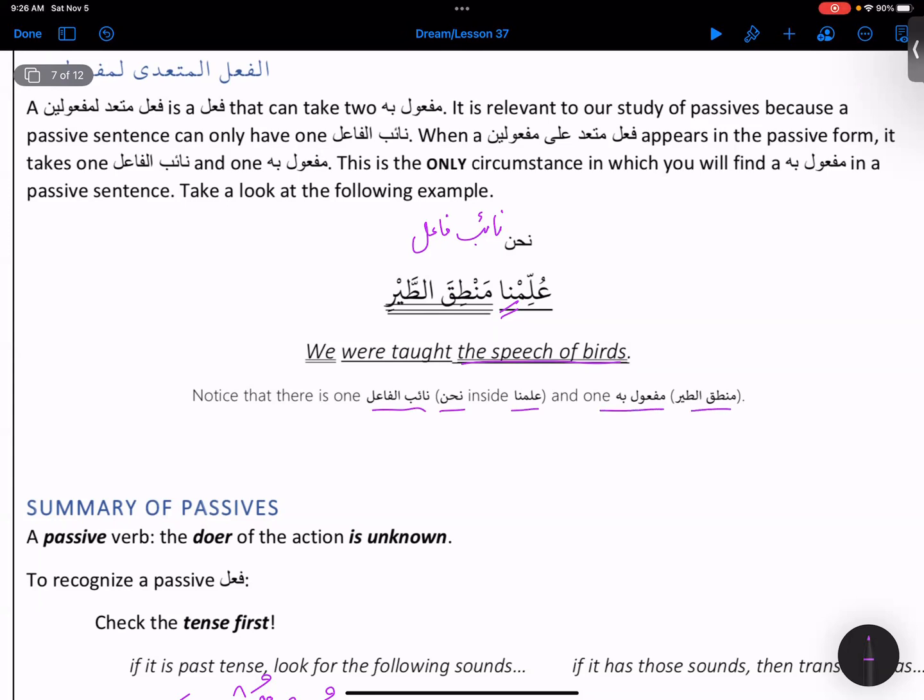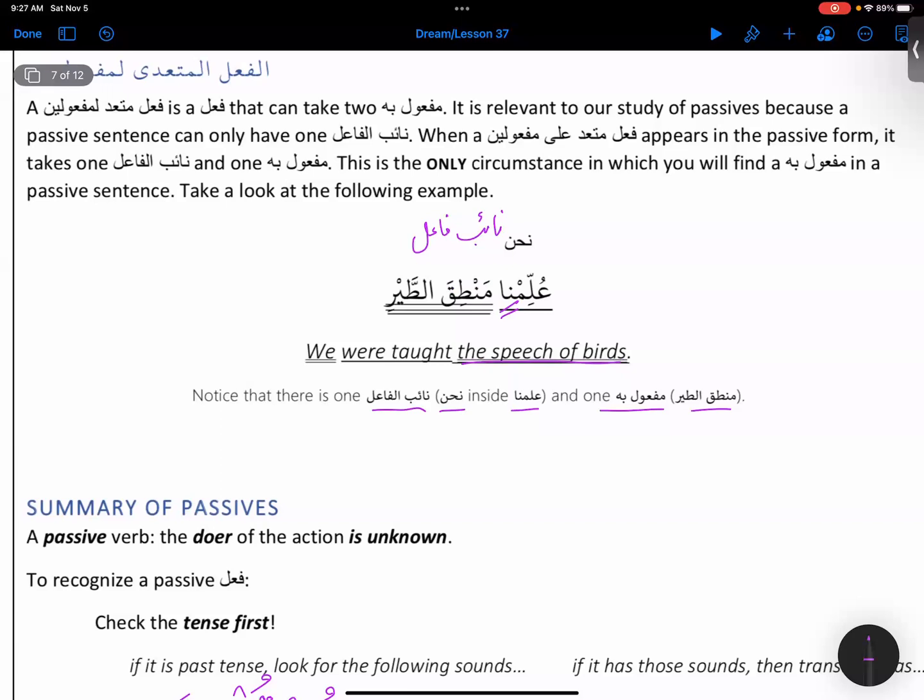So basically, allama is a verb that needs two maf'ulun bihi. This is the kind of fi'l which always requires two maf'ulun bihi. And now we can see that when it is passive, then we have one naib fa'il, and the other maf'ul turns into what? We are going to label it as a maf'ulun bihi, right?